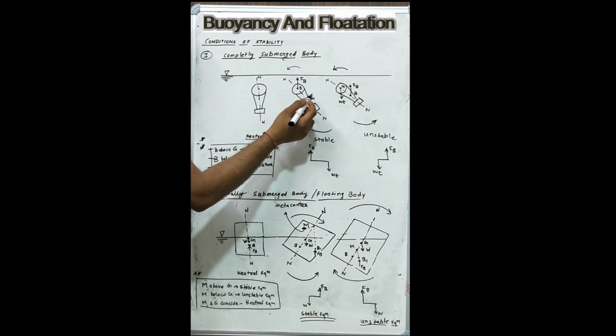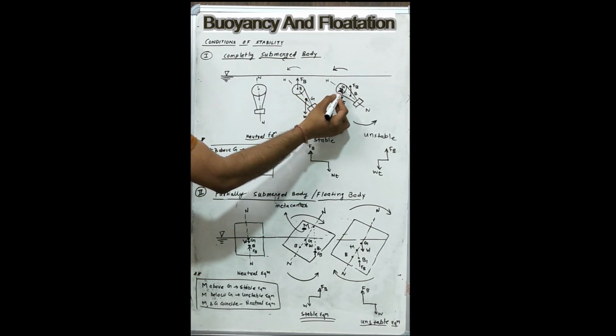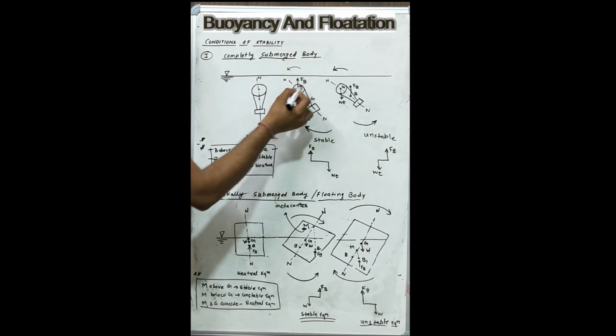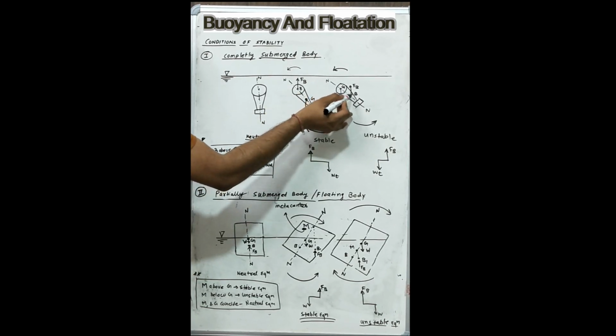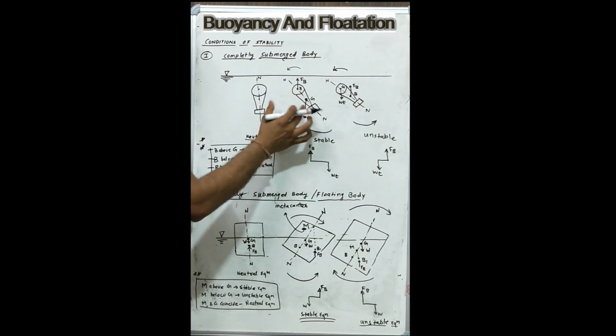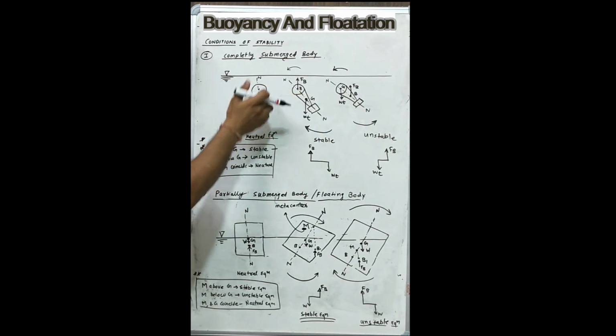In the second case, we are taking the center of gravity of this body at the top side, above the center of buoyancy, and this is the center of buoyancy. Here the center of buoyancy is above the center of gravity. Here the center of gravity is above the center of buoyancy. There are two possible cases in the case of this body.